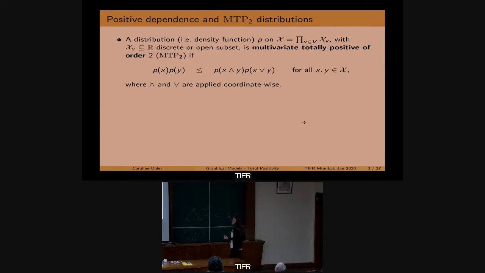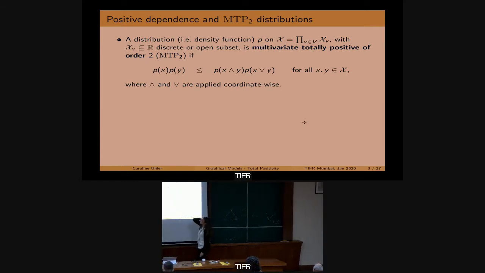Let's first just go through the definition. For now, it won't make any sense. I mean, to me at least, it didn't make any sense. Why would anyone come up with something this strange? So a distribution is MTP2 if and only if it satisfies, for any 2 points in the sample space, this inequality here, where the distribution at x times the distribution at y has to be smaller or equal to the distribution at x min y times the distribution at x max y, where min and max are taken coordinate-wise.